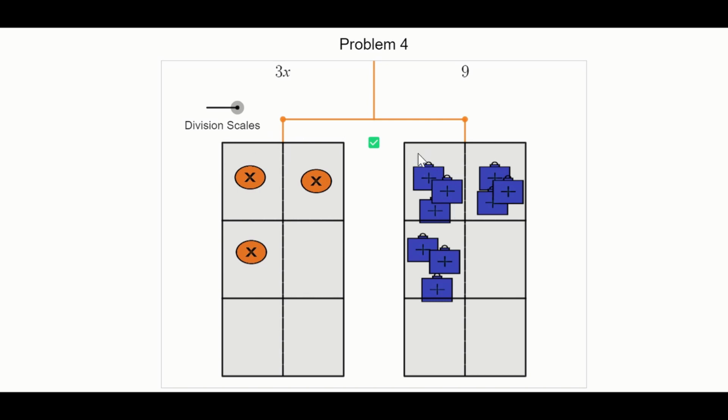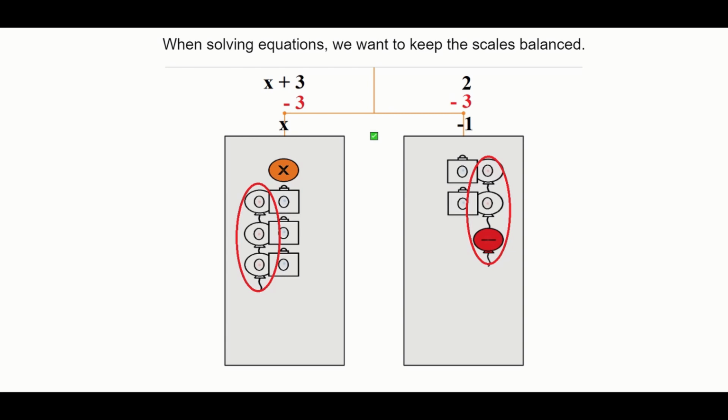So how can we solve when we have multiple x's? What we're going to do is divide, sorting them out into 3 equal groups in order to get what one x weighs. But whatever we do to the one side, we have to do to the other. We're sorting these 9 tiles into 3 groups to get one group of 3. Whenever I have multiple x's, when x is being multiplied by 3, I can divide both sides in order to solve for x. When solving equations, remember that our goal is to get x by itself while making sure the scales stay balanced.